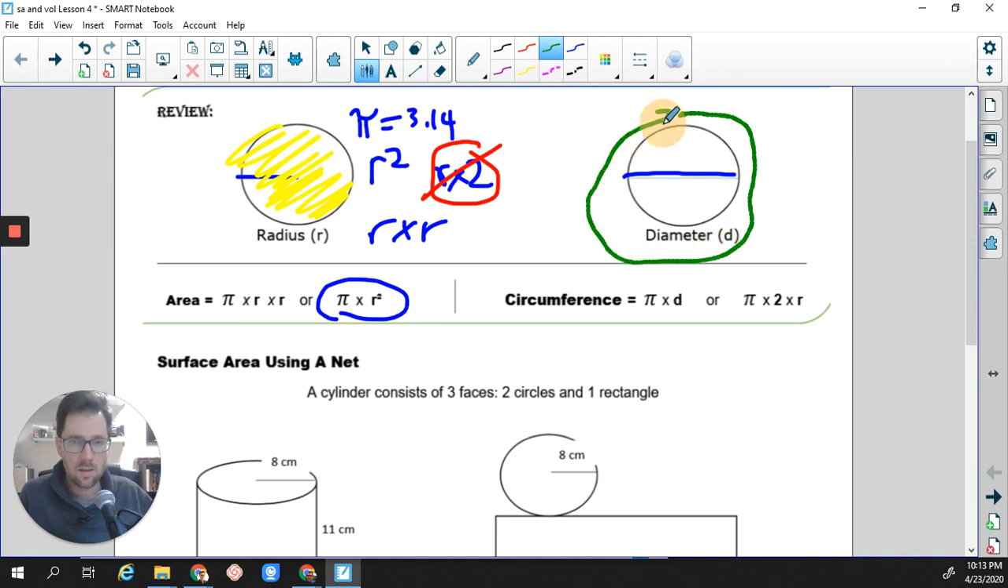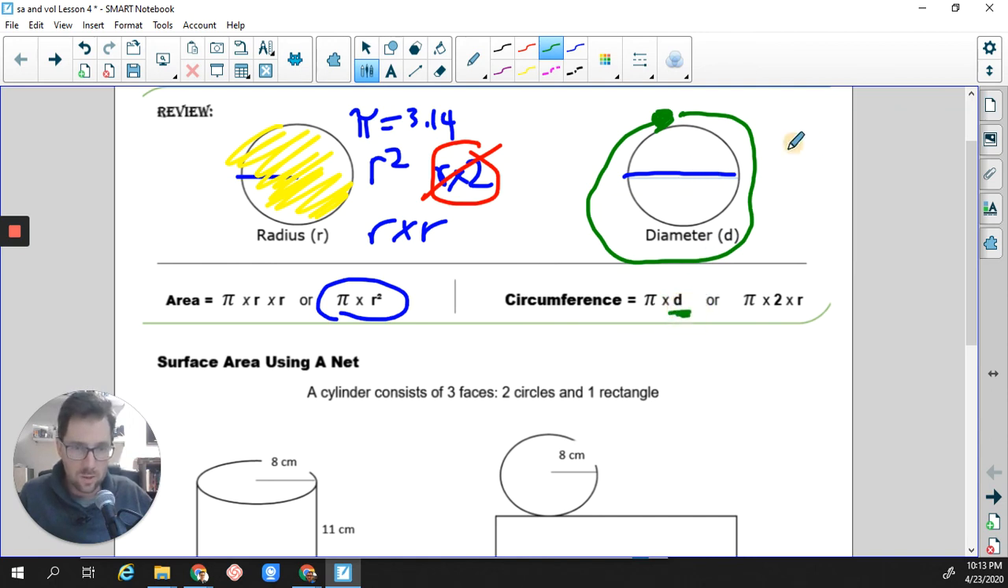On the other side, we have our circumference, which would be all the way around the outside. Think of circumference as a big game of duck, duck, goose, right? You don't just like run around the entire thing. You run all the way around the outside. That's what we're looking for with circumference. So we have pi times diameter.